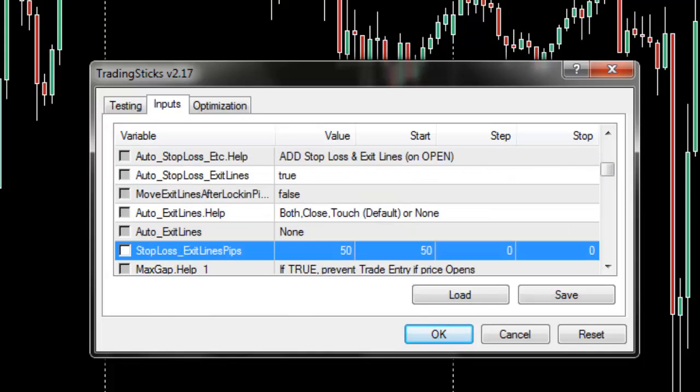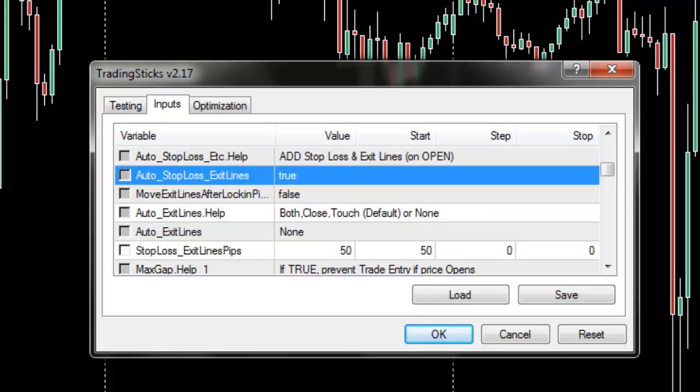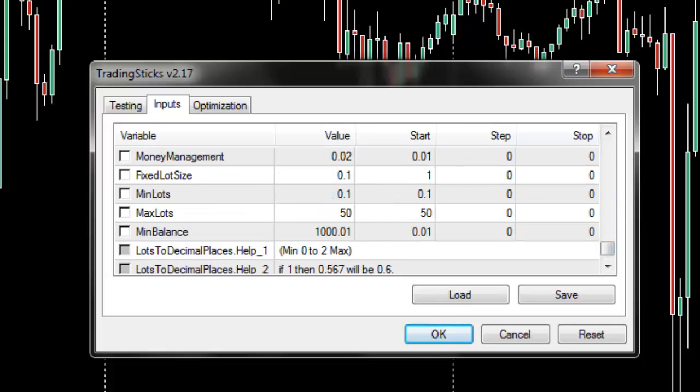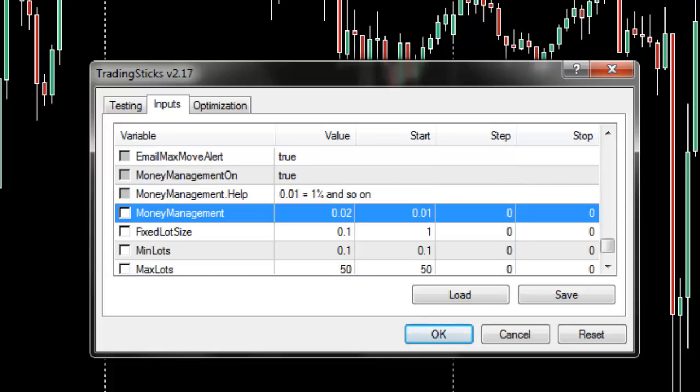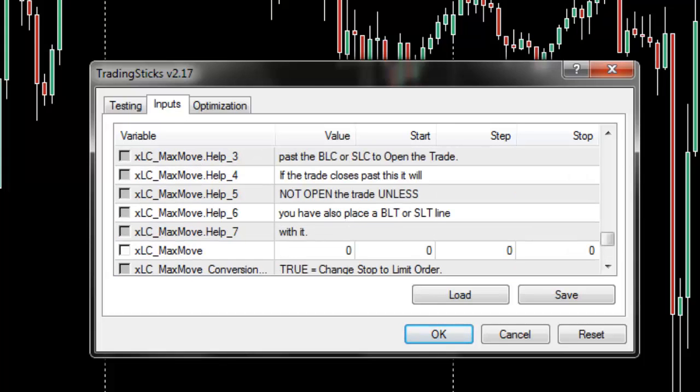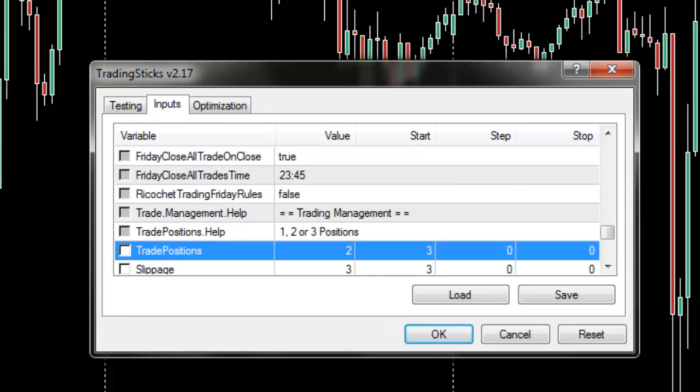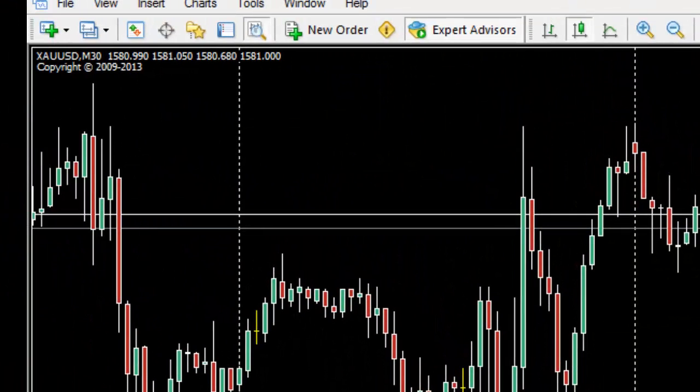Is it automatically going to start when the trade does? Yes, it does. That's set to true. Now we need to pop down and look into money management. Money management is on, and we've got it set to 2%. The third and final thing we need to check is how many positions we've got running. We are running 2 positions. Okay, let's see what that looks like.